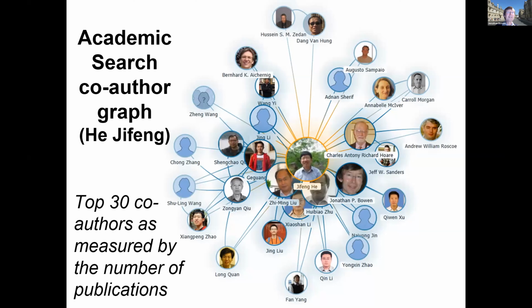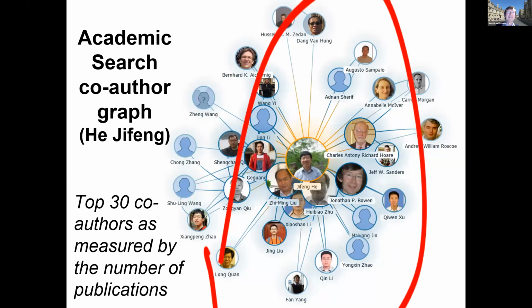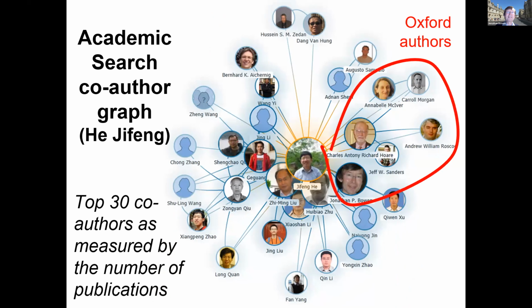So looking at, for instance, He Feng's group of co-authors, this is his little community. And amongst that, you can see all these Oxford authors, but there are other communities in there, from China and so on. So if you visualize how people have done things together, you can get an idea of how these different communities connect together.